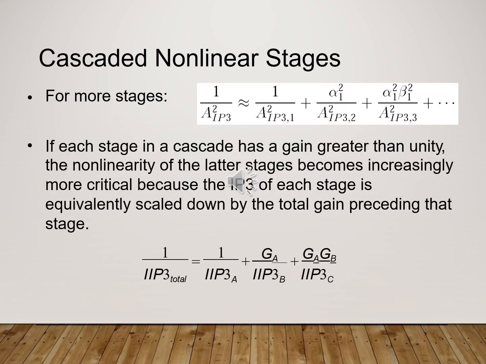To draw the conclusion for cascaded devices, if each stage in a cascade has a gain greater than unity, the nonlinearity of the later stages becomes increasingly more critical, because the IIP3 of each stage is equivalently scaled down by the total gain preceding that stage. So in other words, in nonlinearity, the last stage deserves the most attention when we want to improve the nonlinearity, because the gain of the previous stages will affect this nonlinearity.